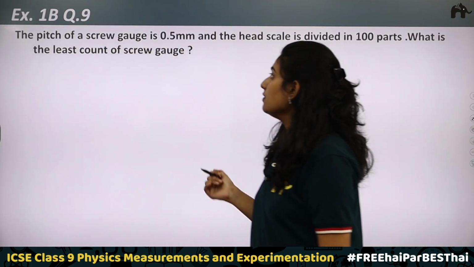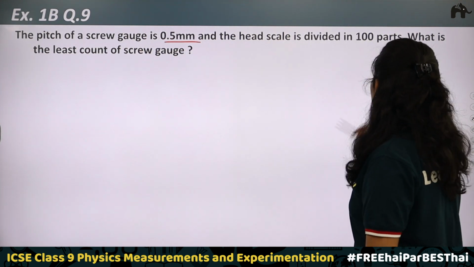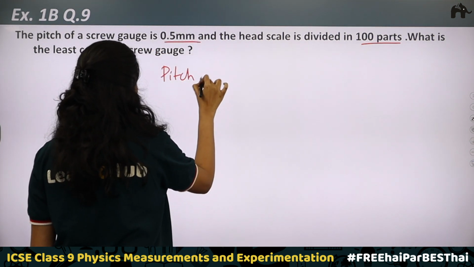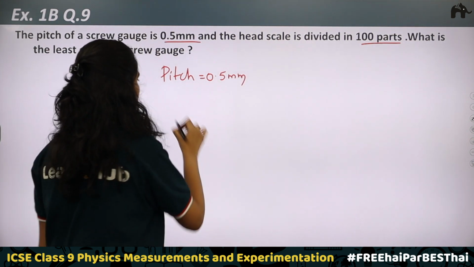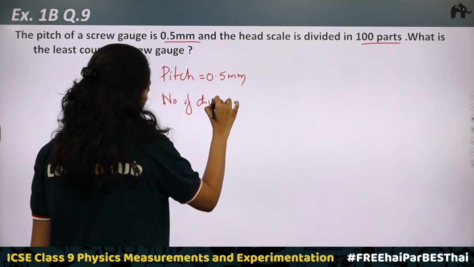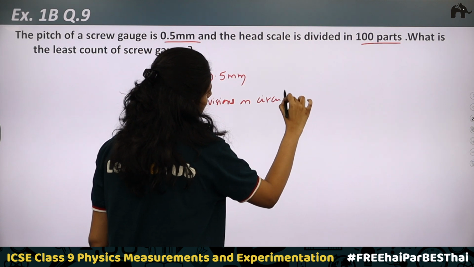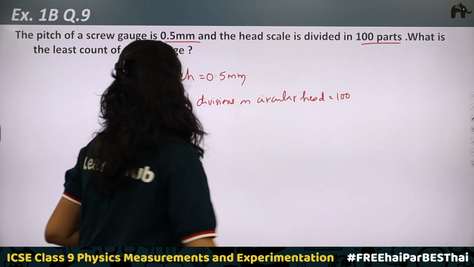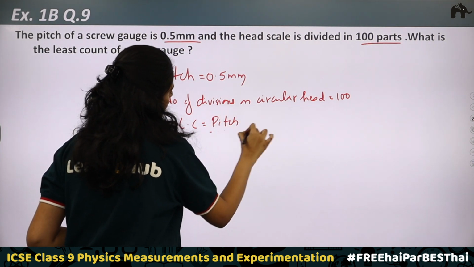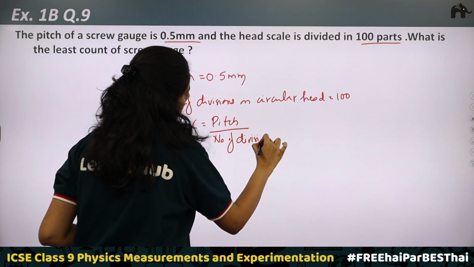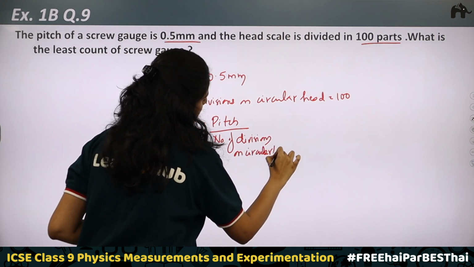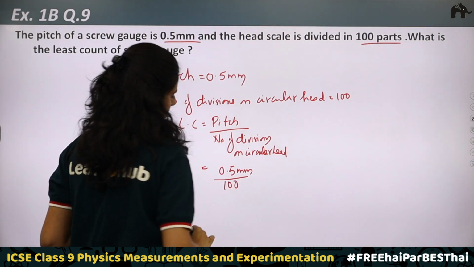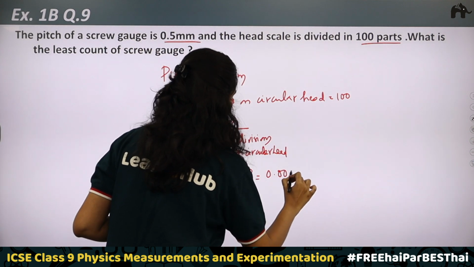Question 9 of exercise 1B. The pitch of a screw gauge is 0.5 millimeter and the head scale is divided in 100 parts. What is the least count of a screw gauge? Very simple question, right? You know, the pitch is given. Pitch is equal to 0.5 millimeters. Number of divisions on circular head is equal to 100. It is divided into 100 parts, means the number of divisions will be 100. Then the least count is equal to pitch divided by number of divisions on circular head, which is equal to 0.5 millimeter divided by 100, equal to 0.005 millimeter.